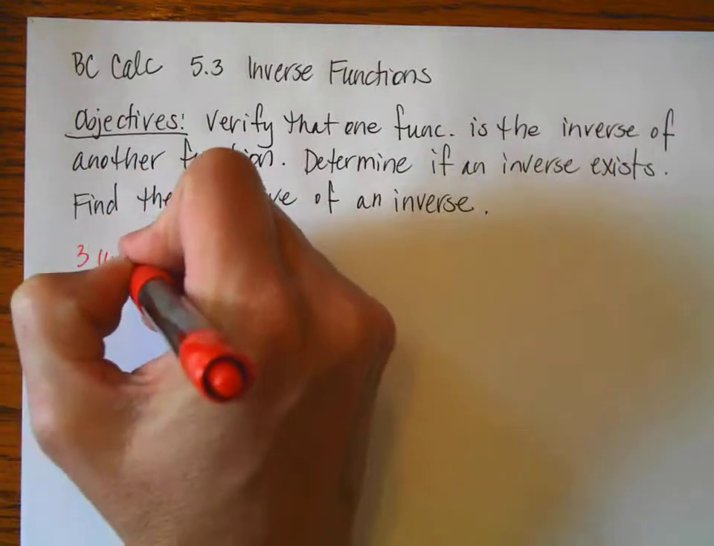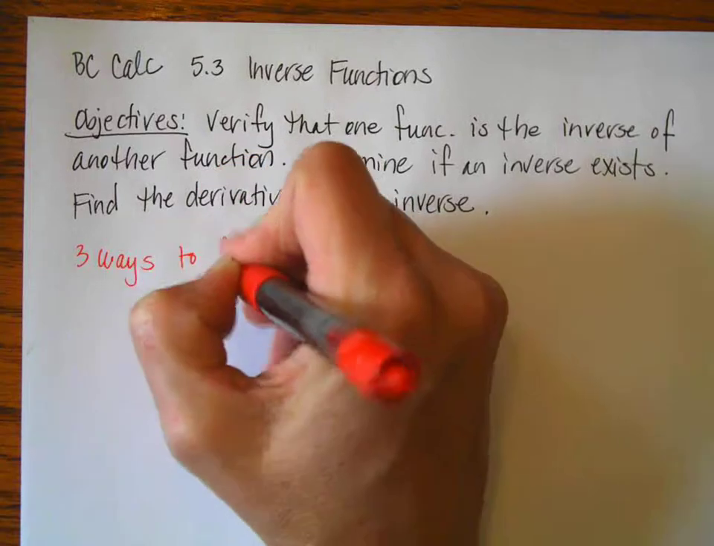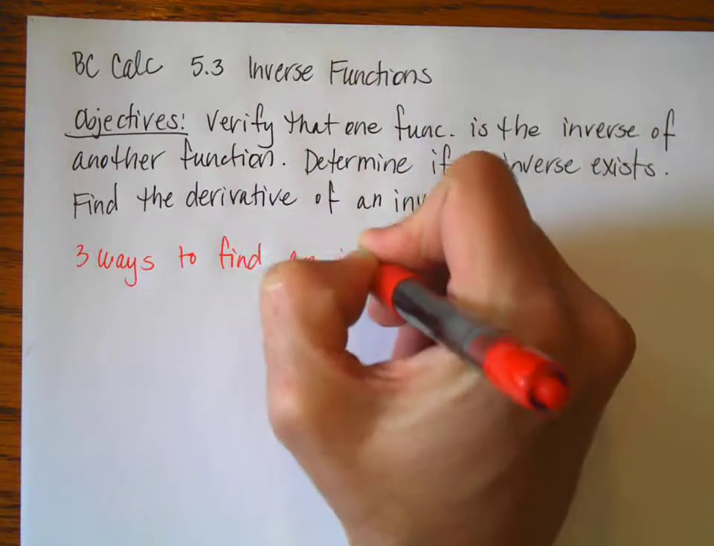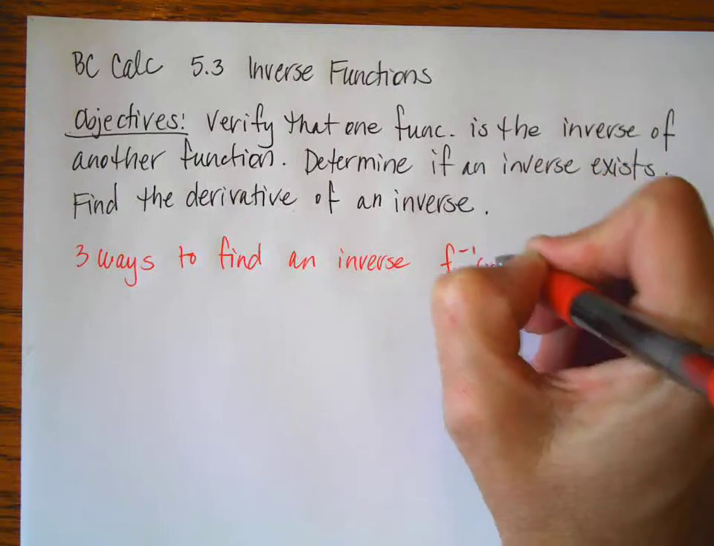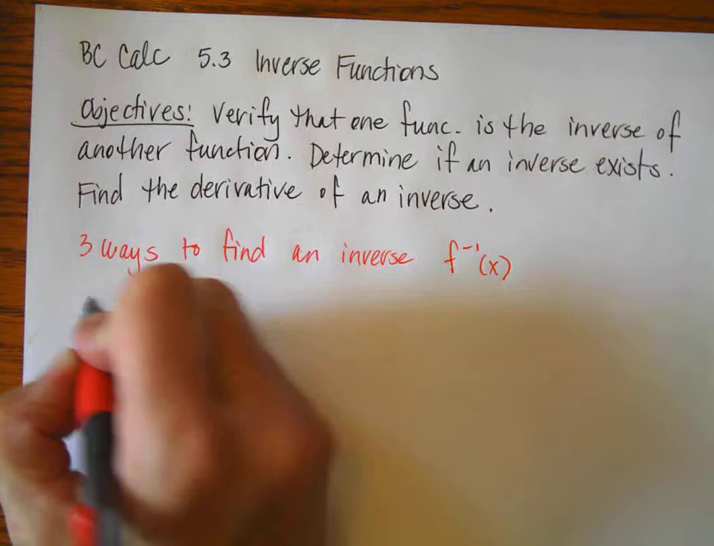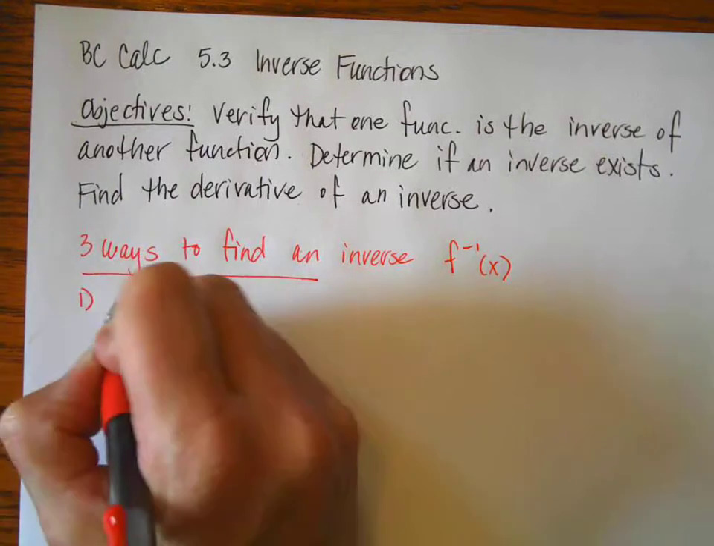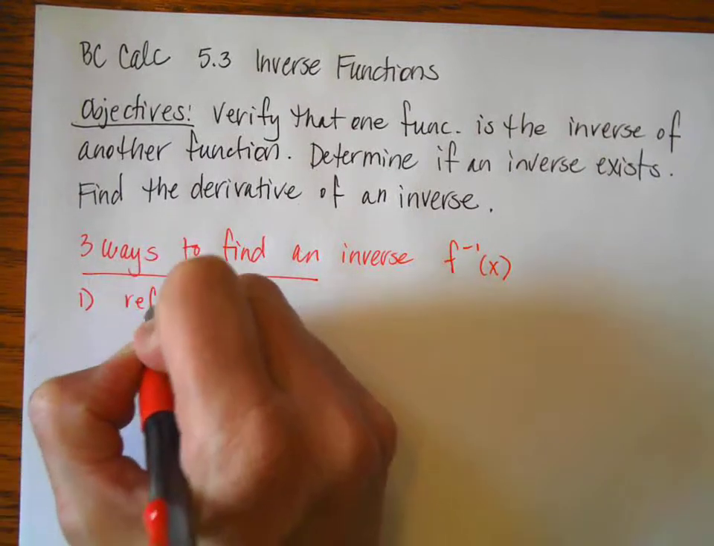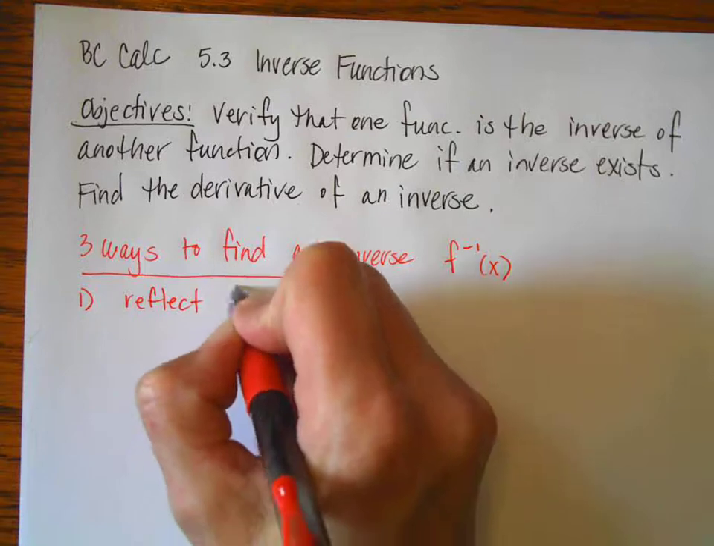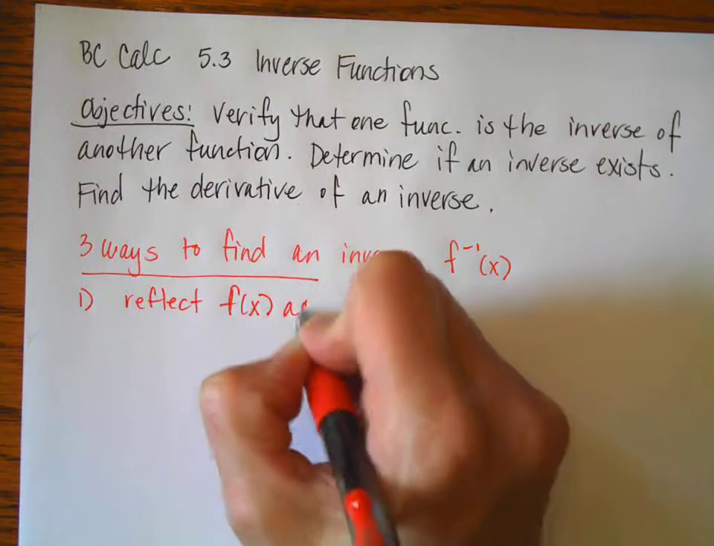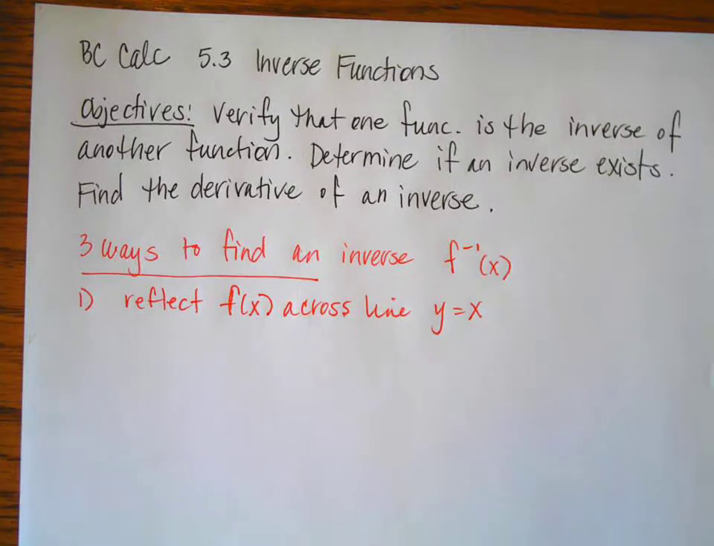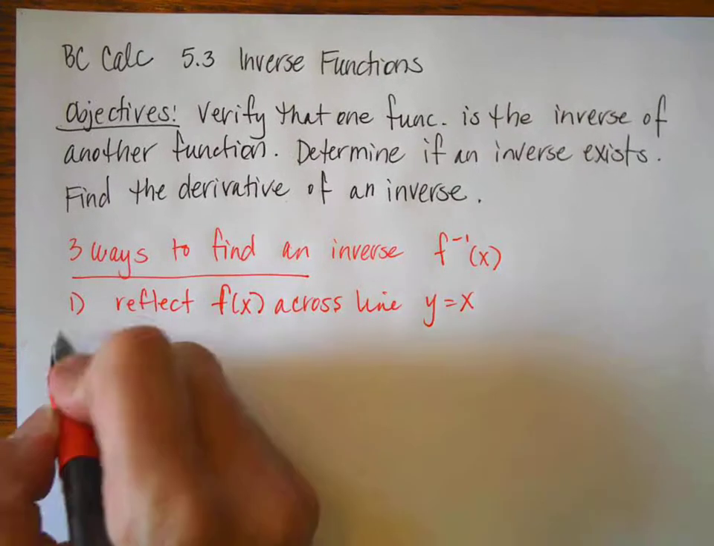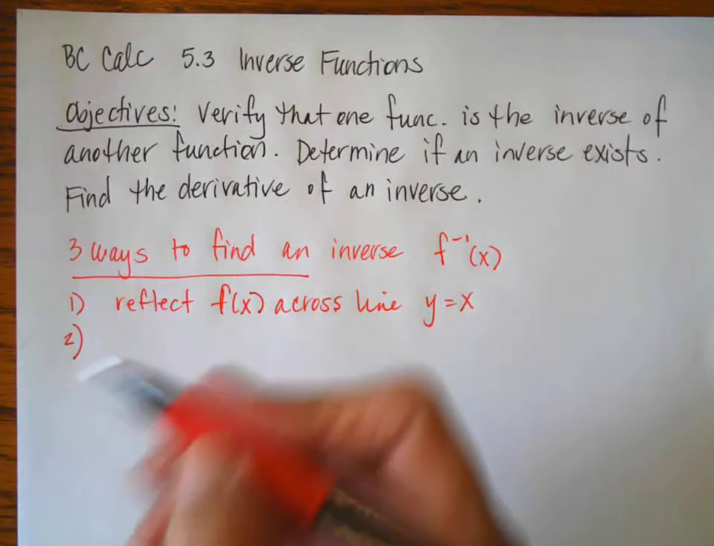So there are 3 ways to find an inverse. And remember that the notation for an inverse looks like that. The first way would be to reflect f of x across the line y equals x. So remember that I would be doing that graphically. Sorry, brain and mouth aren't working at the same speed.